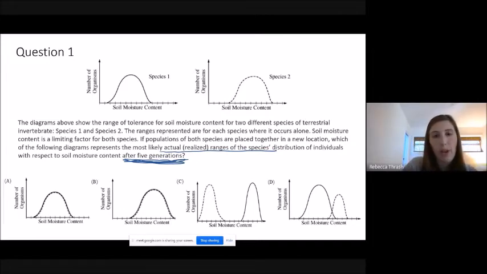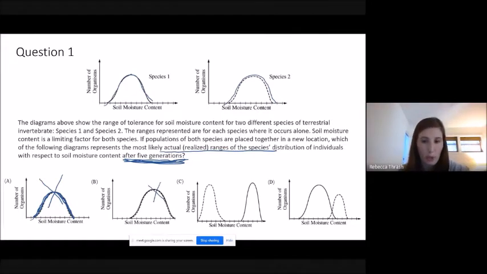So up here, we've got the soil moisture content of 1 and soil moisture content of 2, and those are very similar. If we're going to look at the distribution of them placed together in a new location, we have to consider what's happening with competition. If these two organisms are competing with each other, are they really going to end up occupying the exact same moisture content level, the exact same niche? Probably not. That's also true for here, even if they are adapting to a different moisture content. So we're left with C and D.